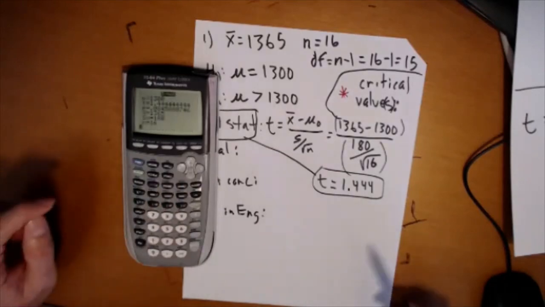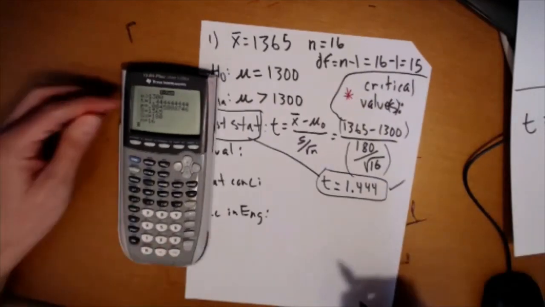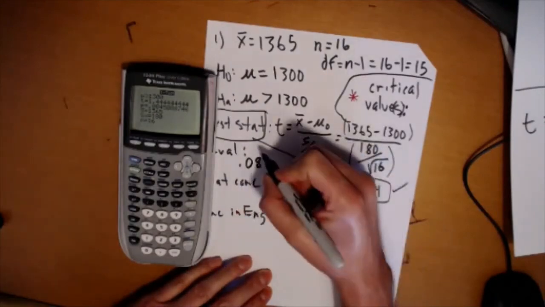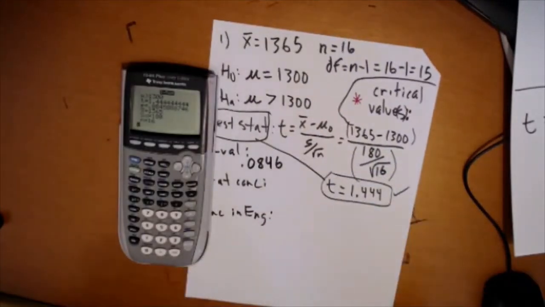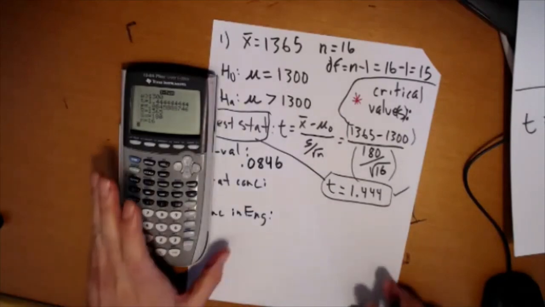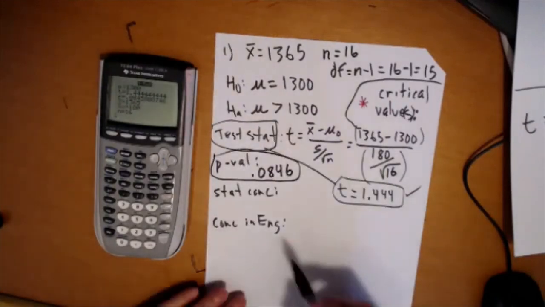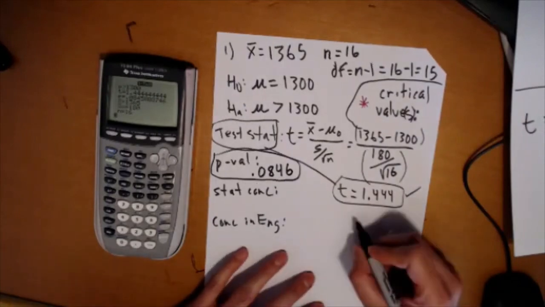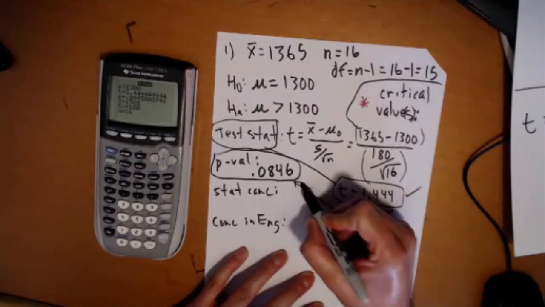Hit enter. Ooh, check out that T: 1.444. Booyah. Okay, the p-value, it says it right below the t, is 0.08458. So I'll just round it to 4 places, 0.0846. So that's my p-value. And so the statistical conclusion, remember, I believe the significance level they said was 5%. Yes. So the significance level is the alpha, 0.05.